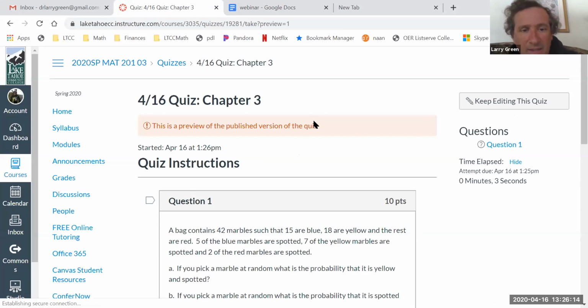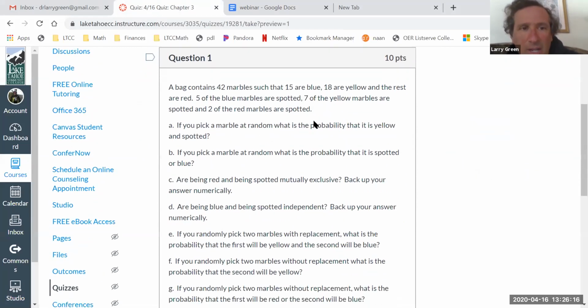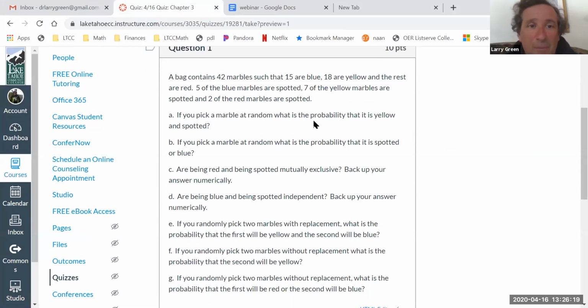Okay, so let's take a look. What we got is a bag contains 42 marbles, such that 15 are blue. So I like to just write down all the info we've got, and I'm going to do that as we talk because I think it's good. So we have 42 total, 15 blue. We have 18 yellow. And the rest are red.